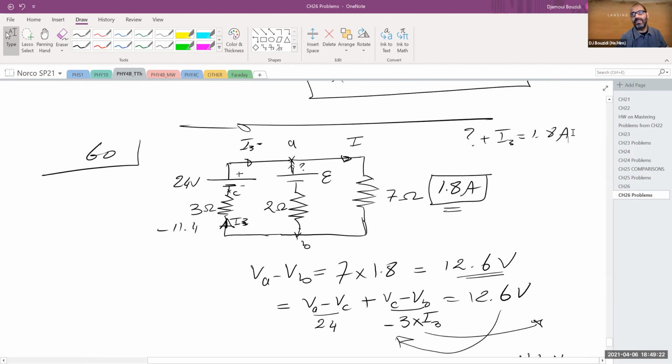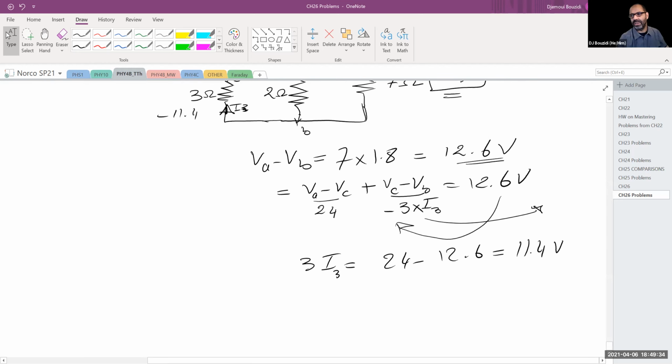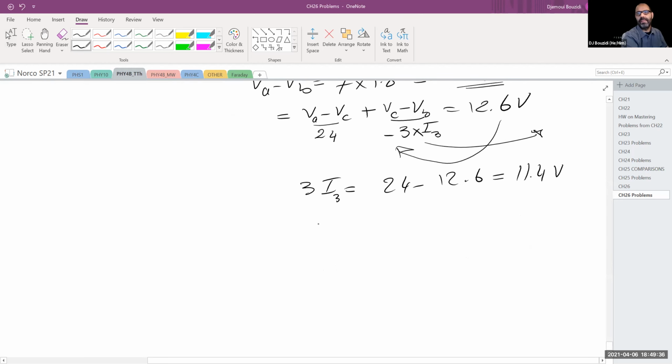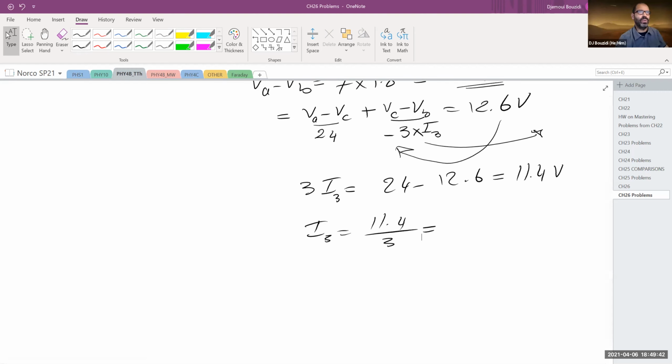Because I'm going to move I3 to the other side, I'm going to find that 1.8 is equal to the question mark in here. Okay, so let's find what this current is. It's easy to calculate from this equation here. Actually, I3 is equal to 11.4 divided by 3, and this is not less than 1.8. 11.4 divided by 3 is actually 3.8 amps.